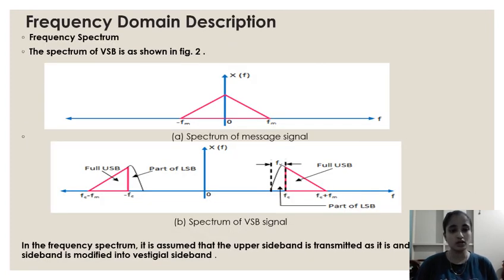Next, we move on to the frequency domain description. The spectrum of the VSB-SC is shown in the below figure. In the frequency spectrum, it is assumed that the upper sideband is transmitted as it is and the lower sideband is modified into a vestigial sideband.